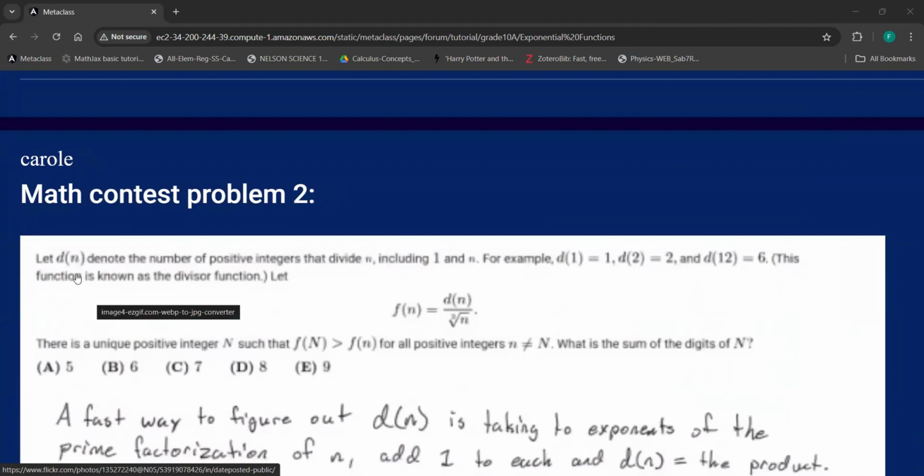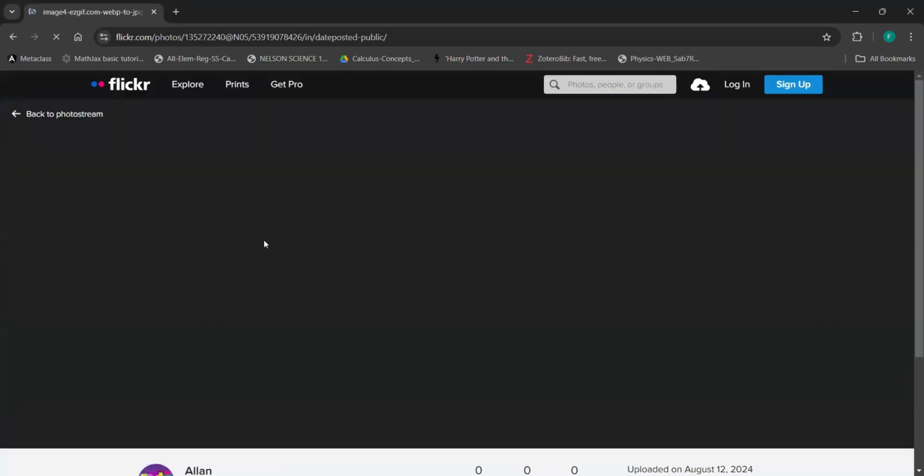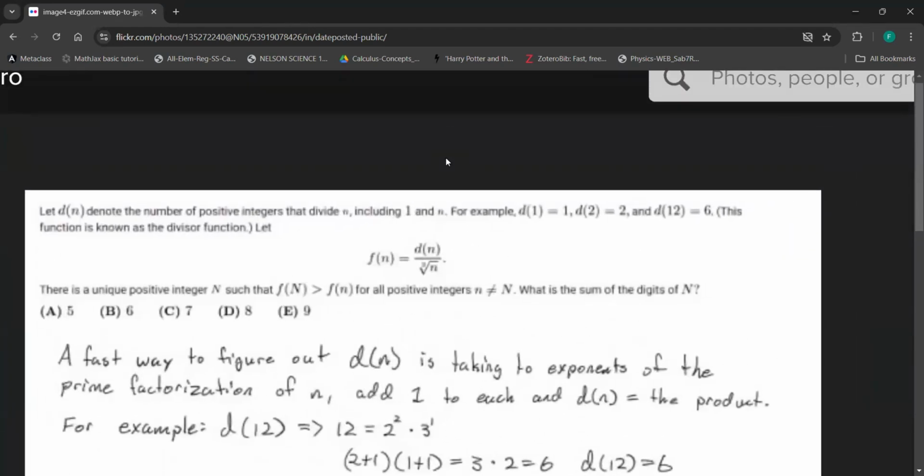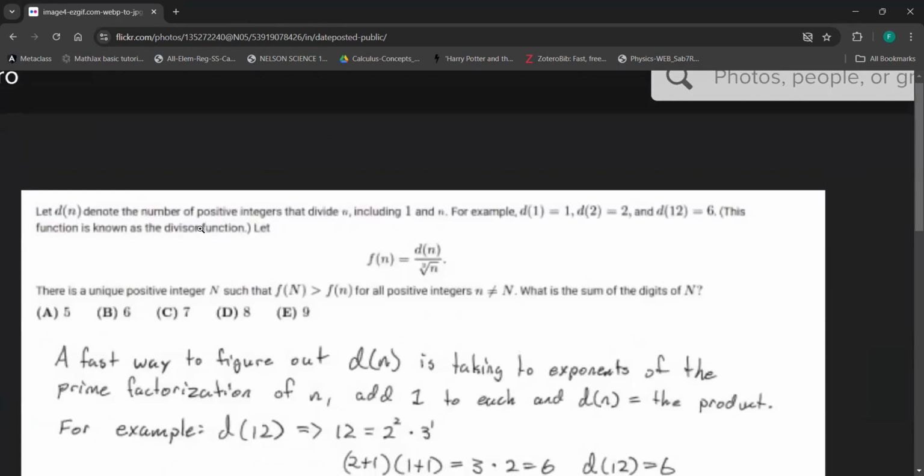So let d of n denote the number of positive integers that divide n, including 1 and n. Okay, let me write over it. So this is n, including 1 and n. For example, d of 1 is equal to 1, since the factors of 1 is just 1 times 1. In total, this is just one number.